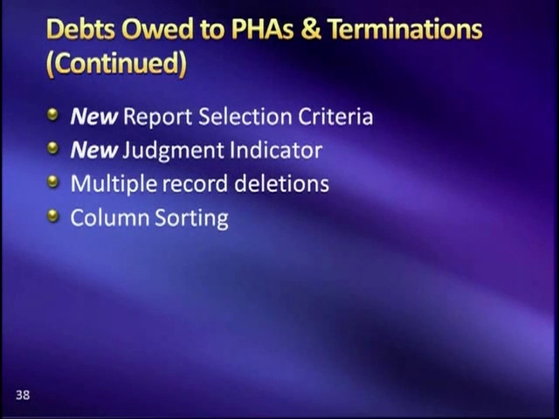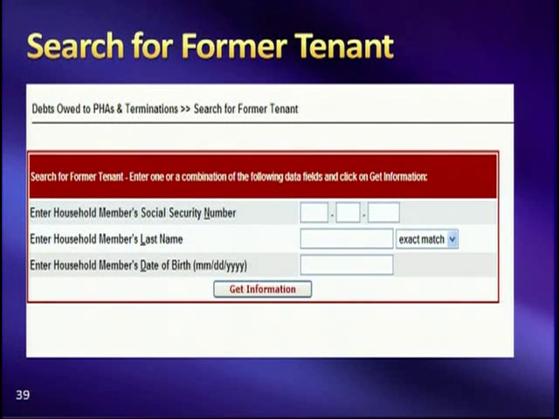Also, we have new report selection criteria as well as a judgment indicator. The PHA community said, hey, I want to be able to report out on families in which I invested time and actually got a judgment for the outstanding debt that they owed, so that you can report that. You also now have the ability to delete multiple EOP records as well as sort the master listing of EOP records. So now I'm showing you a screenshot of the new search for former tenant feature in EIV.